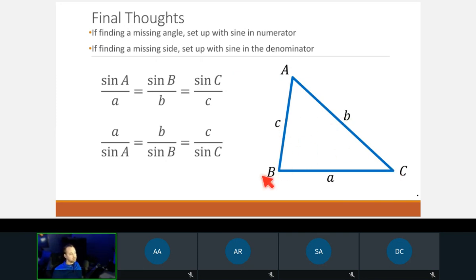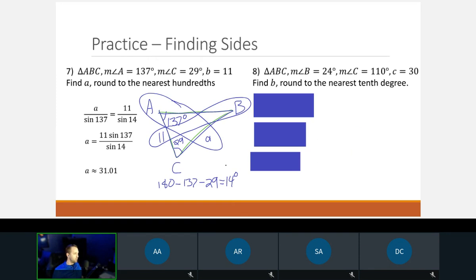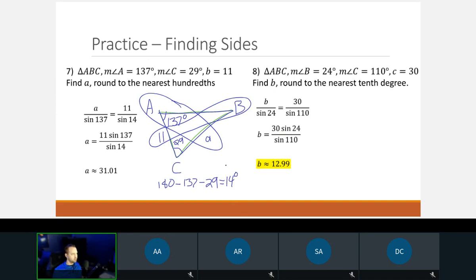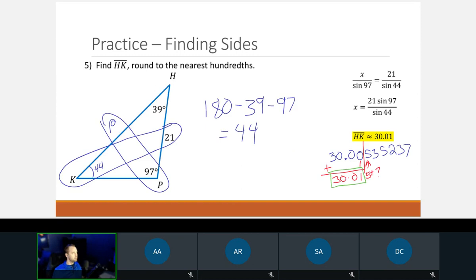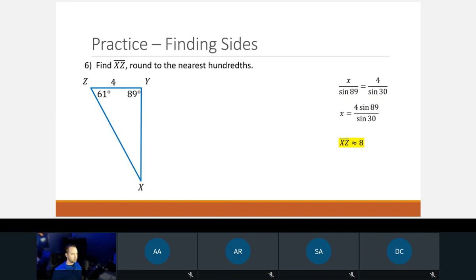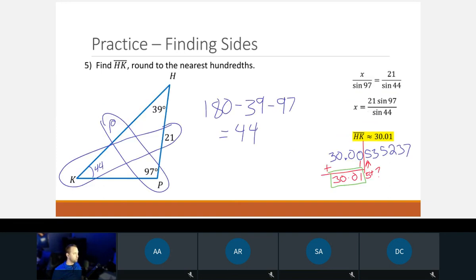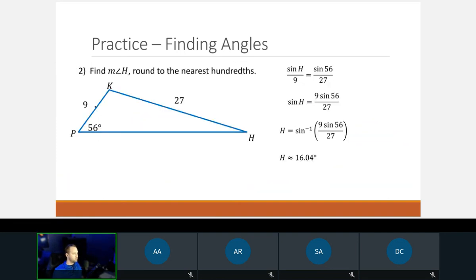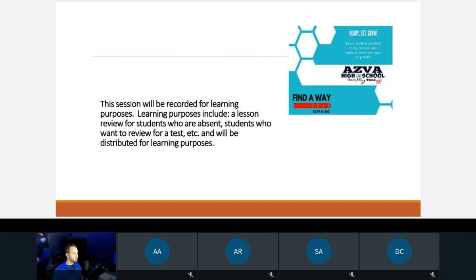Other than that, let me go back to this page and show the answers for all of you, but make sure you work it out before looking at it. So there's the answer for number 8. And then number 6, we skipped that one as well. There is that work. I think we only skipped 2. Yeah, we only skipped 2.